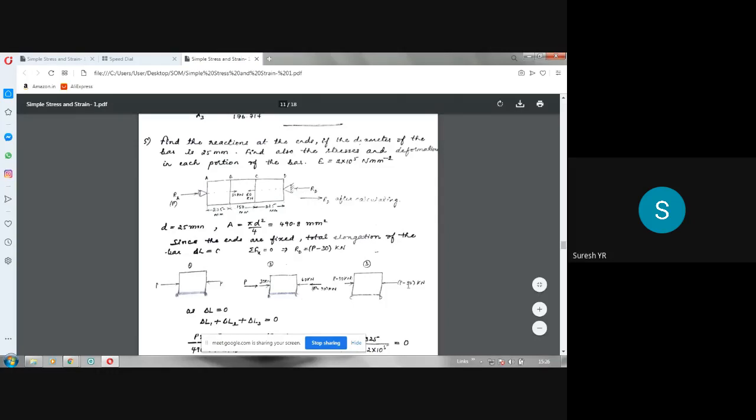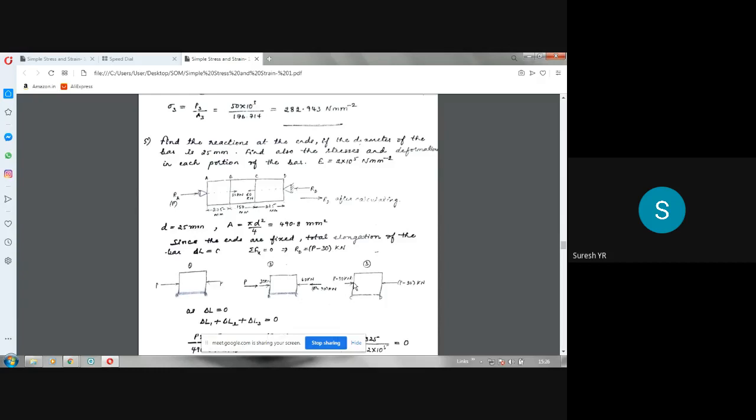So that is also compressive. Now to keep this in equilibrium, you have to take a force in the other direction. So P minus 30, this is also P minus 30 in the other direction. That means finally, this portion is also subjected to compressive force. So this is compressive force P, this is compressive force P minus 30.